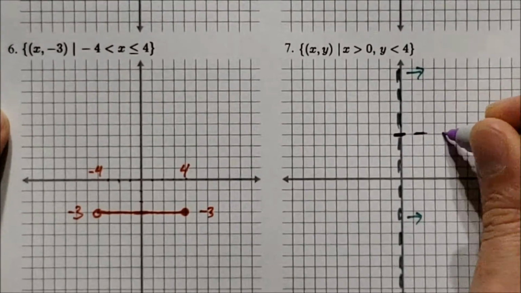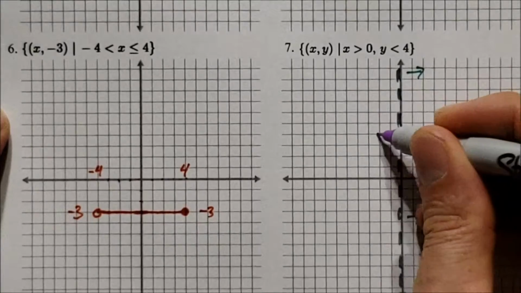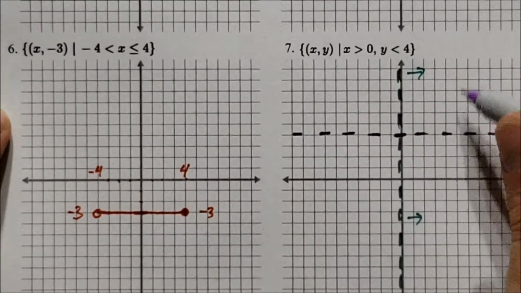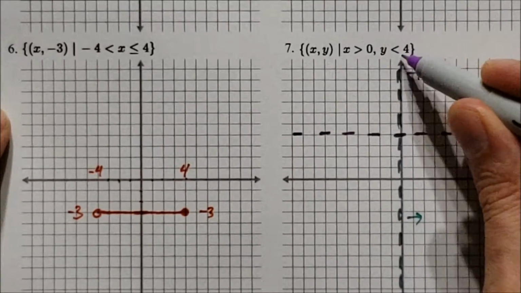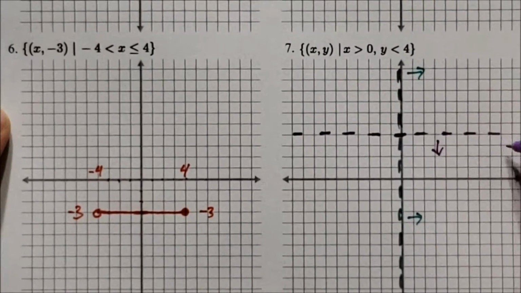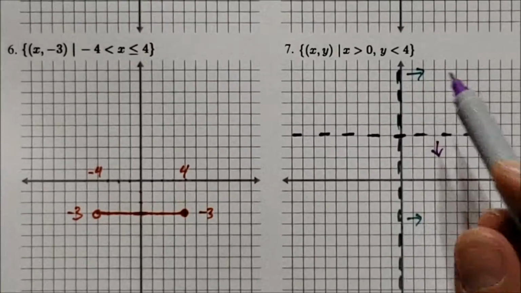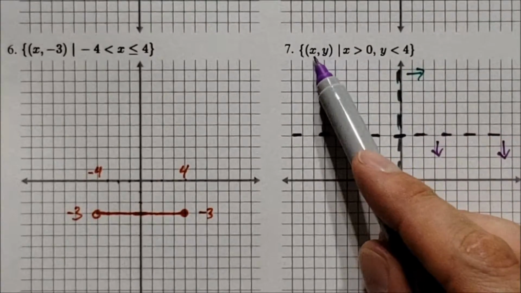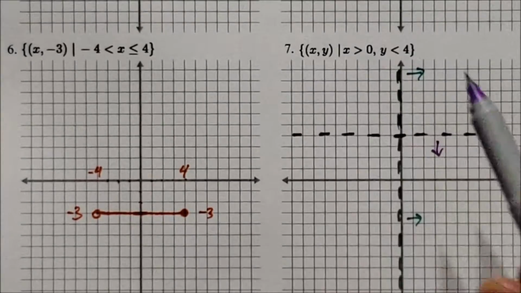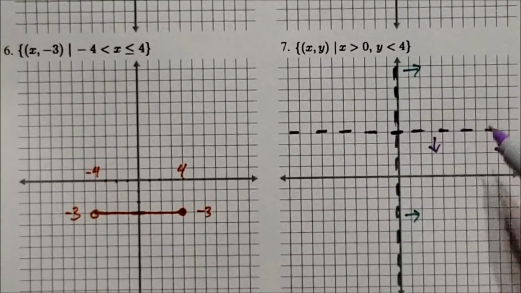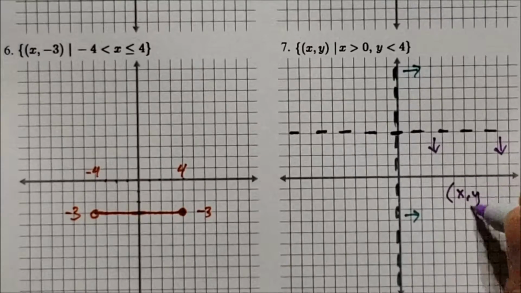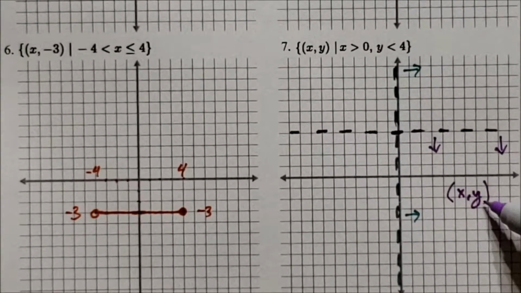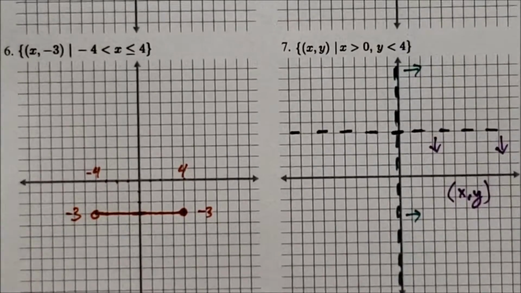Again, we're going to use dashed lines. This is the line y is equal to 4. We're looking at all the values of y that are less than 4. So we're below this line. This is a combination of the x's and y's. We're looking at all the points where it satisfies both the x's and the y's. So these are all coordinates (x, y), where x is greater than 0 and y is less than 4.